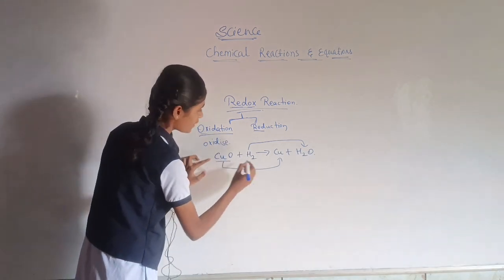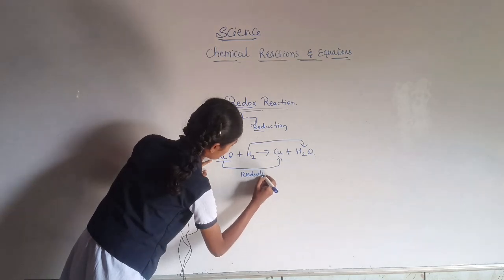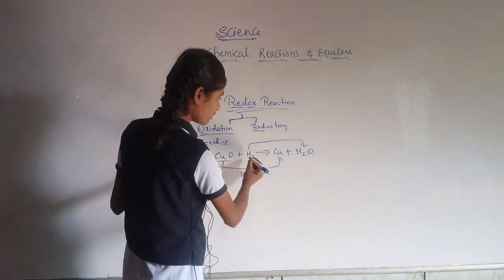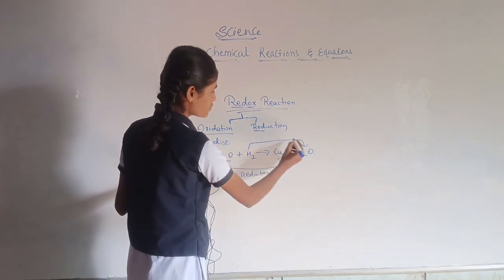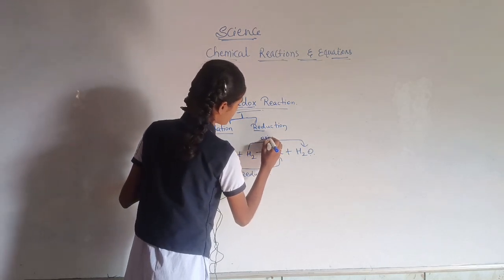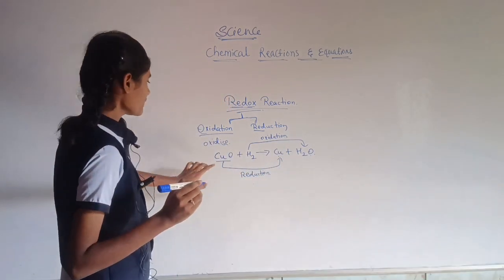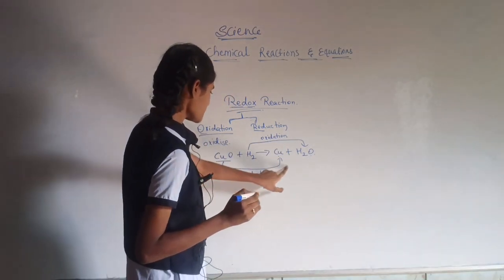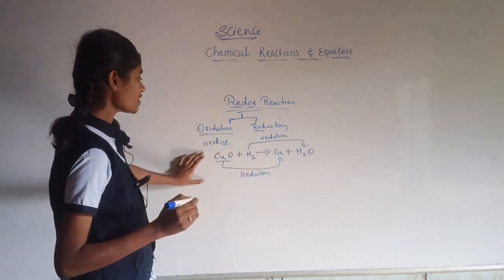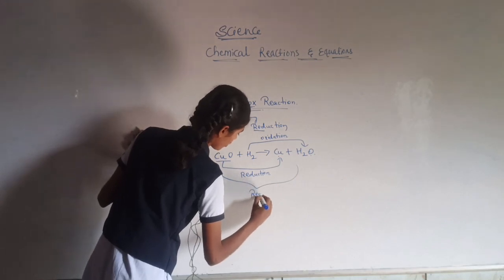Copper oxide is reduced to copper, which is the reduction reaction, and hydrogen gas is capturing the oxygen, which means it is oxidizing. So that is the oxidation reaction. Here you can see the reduction reaction and the oxidation reaction taking place simultaneously in the same reaction. Such types of reactions are nothing but redox reactions.